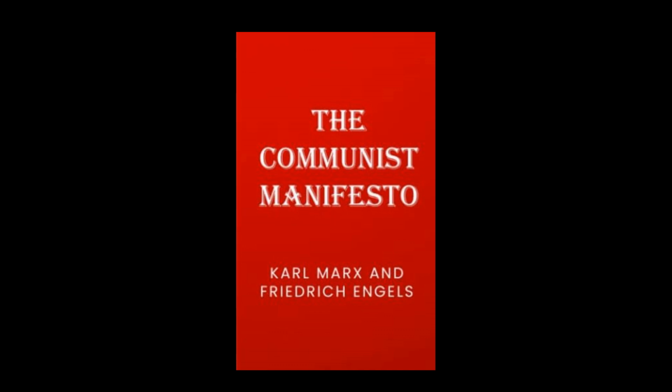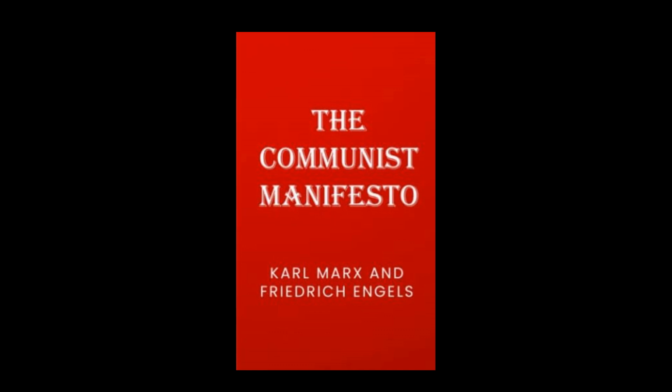Part 3. Socialist and Communist Literature. The third part of the Communist Manifesto discusses the various socialist and communist movements that existed before the publication of the book. Marx and Engels argue that these movements were limited in their scope and were unable to achieve the goals of the proletariat. The authors argue that the Communist Party is different from these earlier movements because it is based on a scientific analysis of history and society.